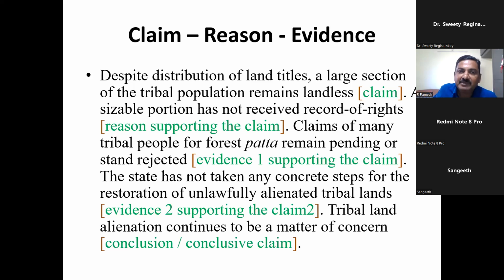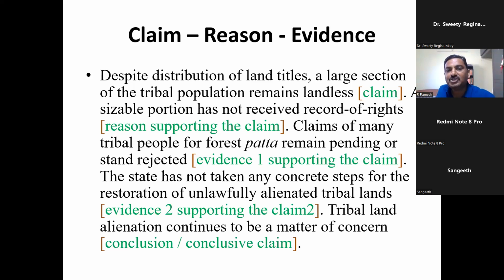So let me read now. My first claim is, despite distribution of land titles, a large section of the tribal population remained landless. This is my claim from my data. My data tells me to make this statement. I have made this statement: despite distribution of land titles, a large section of the tribal population remained landless. This is my statement from my data. Right? Yes. What is my reason for supporting the claim?